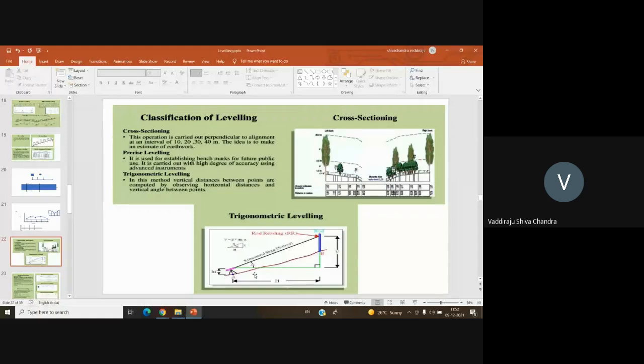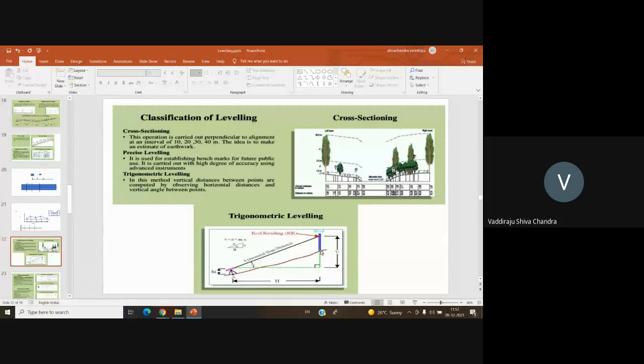What is the equation I can use here? This is a triangle. This is the height, V, which is unknown to me. This is the horizontal distance H between the instrument station and the point. And this is alpha. What is the relation I can use? Tan alpha equals V by H. Tan alpha is equal to opposite by adjacent, which is V by H. So V is unknown, and the vertical distance I am going to measure using trigonometrical leveling.